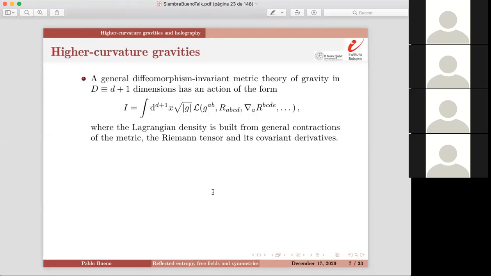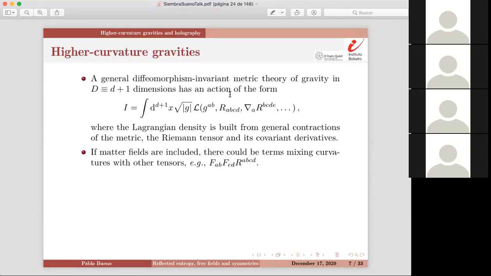Okay, so I'm going to be talking about higher curvature gravities as I anticipated, but what kind of higher curvature gravities, because there are many kinds. Well, I will be talking about metric theories, and this means that the Lagrangian is always constructed exclusively from contractions of the metric, the Riemann tensor, and perhaps covariant derivatives of the Riemann tensor, although here I basically will talk about theories which involve only the metric and the Riemann tensor. Of course, if this was a supergravity action, there would also be things that involve coupling other fields to the metric. For instance, terms like this, which could appear if you have a one form, for instance.